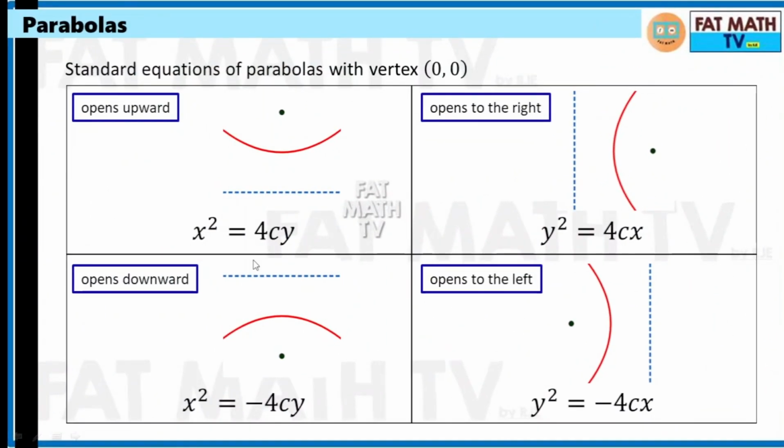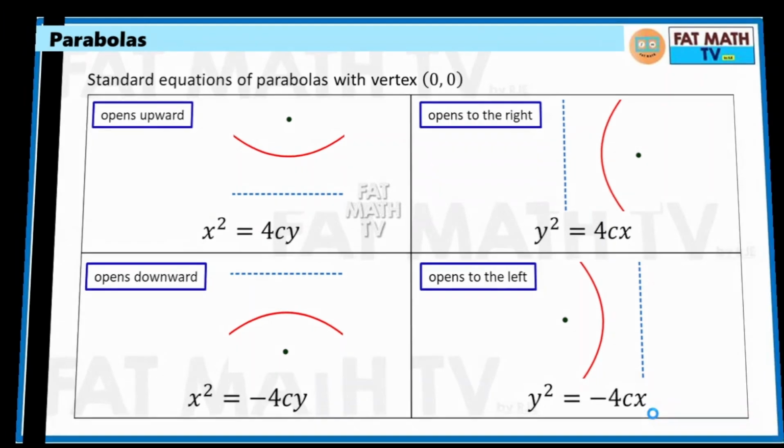If the parabola has vertex at the origin, (0, 0), then the equations simplify to these ones. x squared equals 4cy. We don't have h and k here because h and k are both equal to 0. So x squared equals 4cy if it opens upward. If it opens downward, x squared equals negative 4cy. If it opens to the right, y squared equals 4cx. And if it opens to the left, y squared equals negative 4cx.